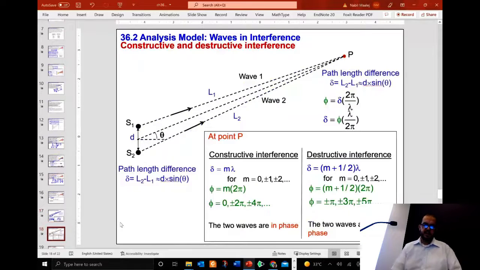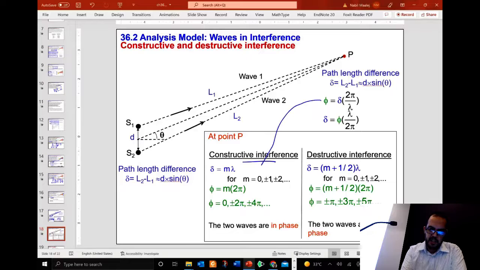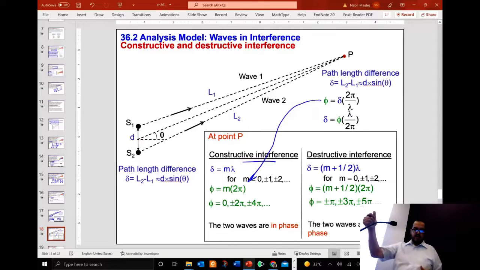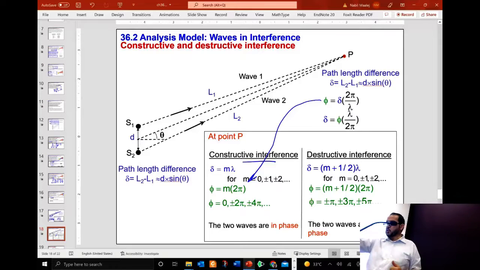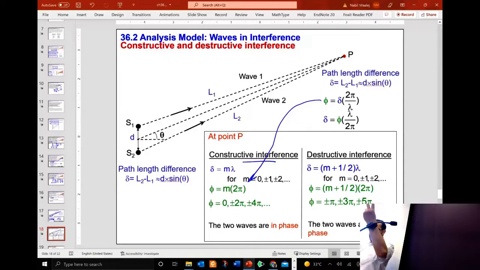So let us rewrite that. We know for constructive interference, delta has to be m lambda, with m equal to 0, plus or minus 1, plus or minus 2. So let's use this equation and write the phase difference. We find the phase difference has to be m times 2 pi. That means the phase difference is 0, plus or minus 2 pi, plus or minus 4 pi, plus or minus 6 pi. So if the phase difference between the two waves is a multiple of 2 pi, including 0, then we have constructive interference because they arrive in phase.